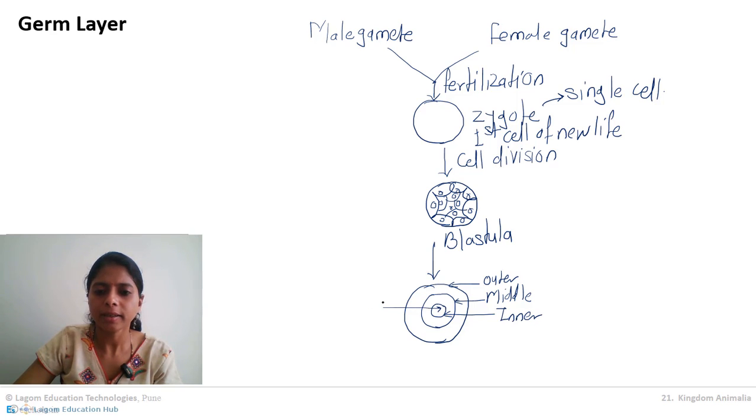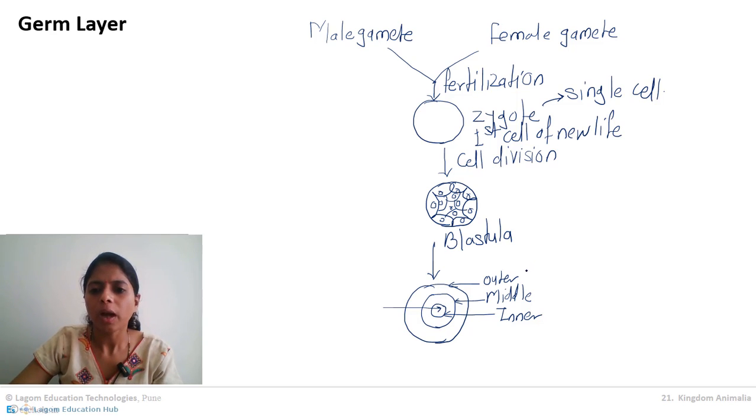This central space is a fluid filled space. We are not dealing with this space right now. I'll tell you, it is called as blastopore, but you need not remember this. You just need to concentrate on the outer layer, the middle layer of cells, and the inner layer of cells.